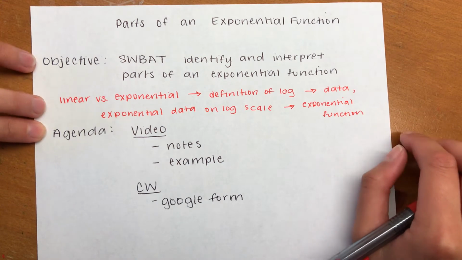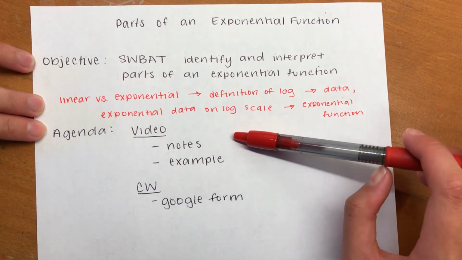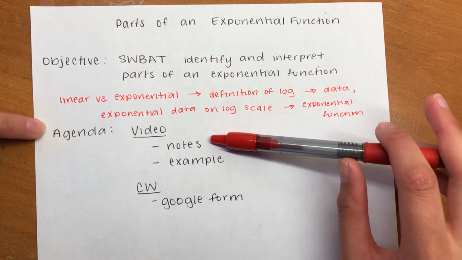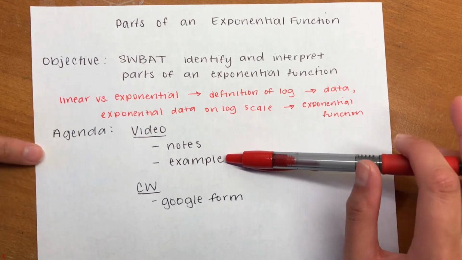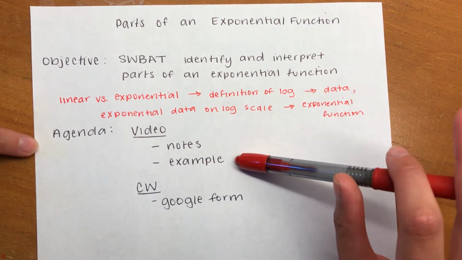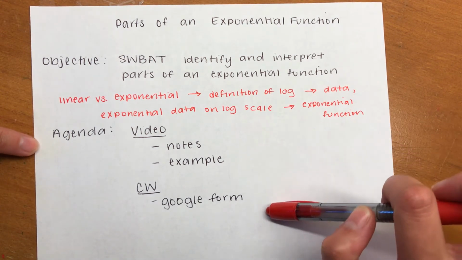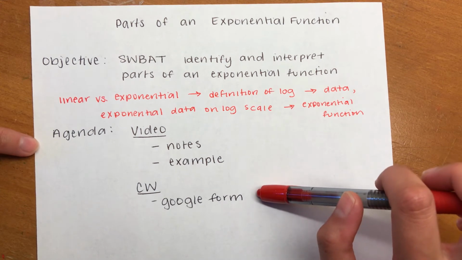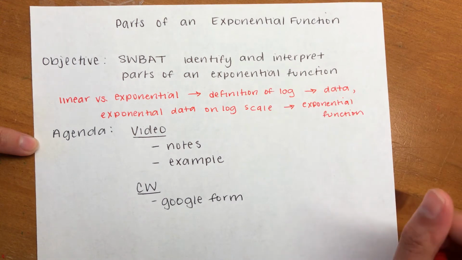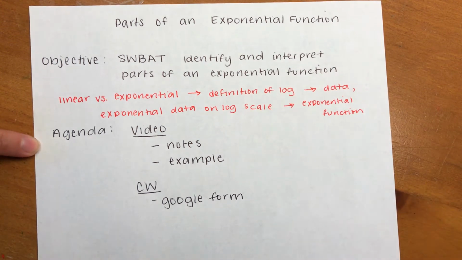All right, so today our agenda is to watch this video. You're going to take some notes on the parts of an exponential function, and then we're going to do an example with actual data about the coronavirus. Our classwork today is a Google form in which I'm going to ask you to identify and interpret parts of an exponential function. All right, so let's get started.